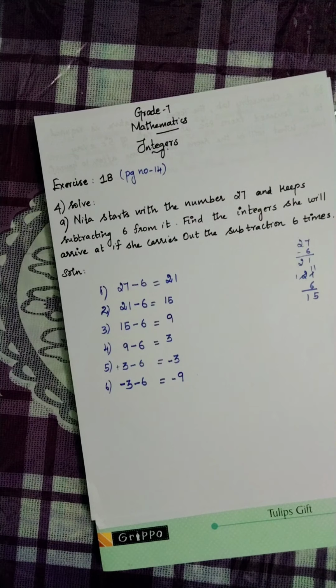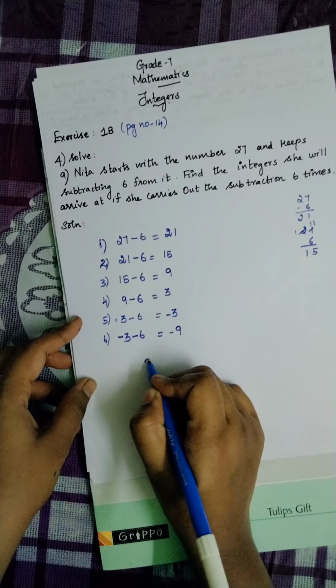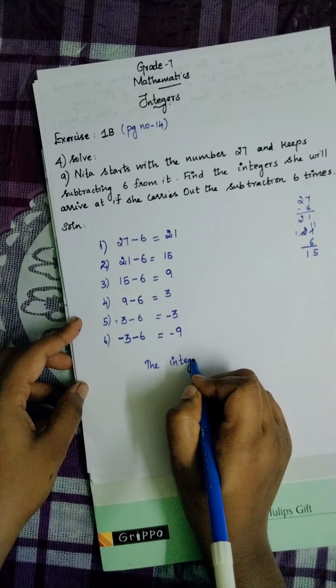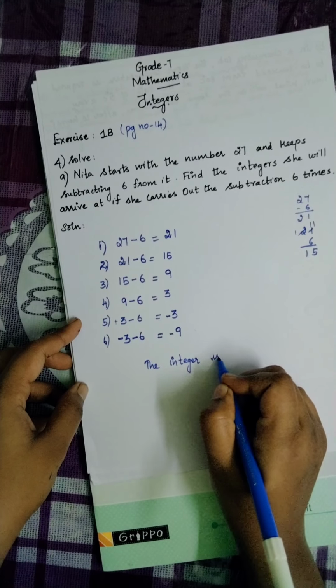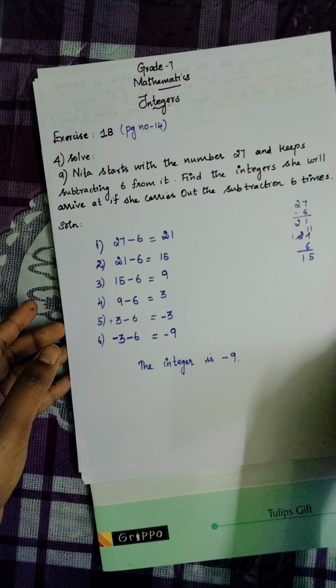So finally our integer is... Finally, what is the answer? What is our integer? Our integer is minus 9. So, the integer is minus 9. So, our answer is minus 9. Do you all understand?